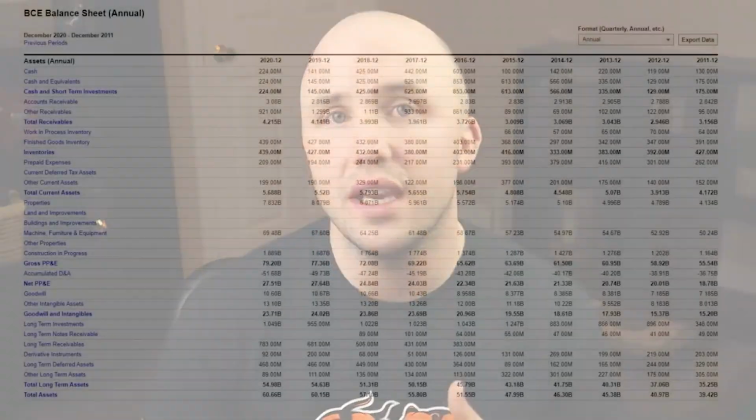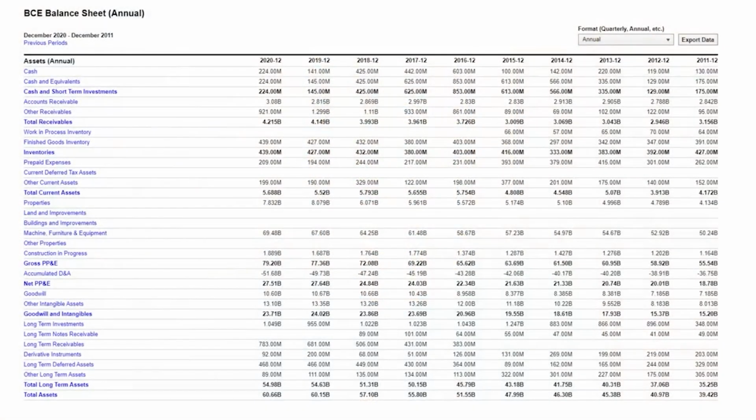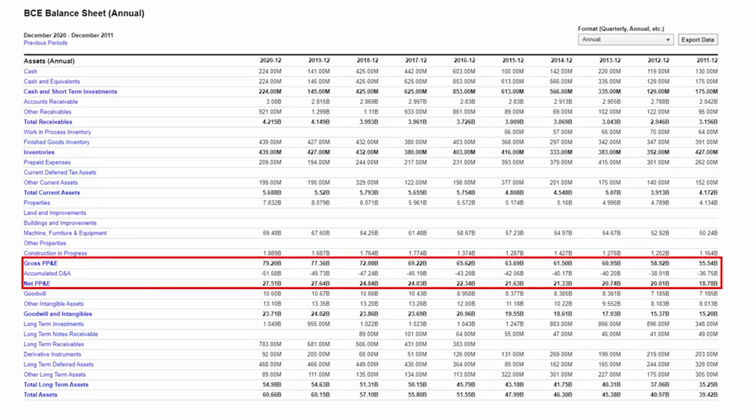So why exactly is there so much depreciation on the income statement of a company like BCE? To figure this out, we can move to the company's balance sheet. If we look at the balance sheet of a company like BCE, there's one thing that really stands out, and that is the fact that this company has $60.66 billion in assets. This is a company that has $80 billion in gross property, plant, and equipment, and net PP&E, after depreciation and amortization, of $27.5 billion.